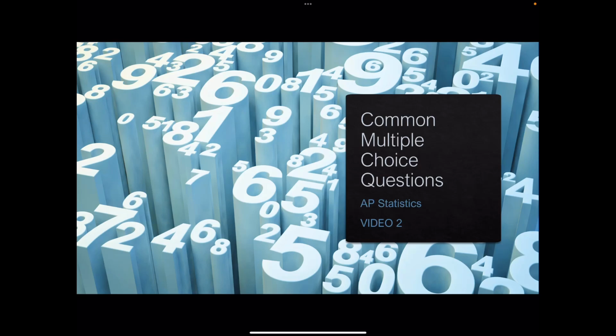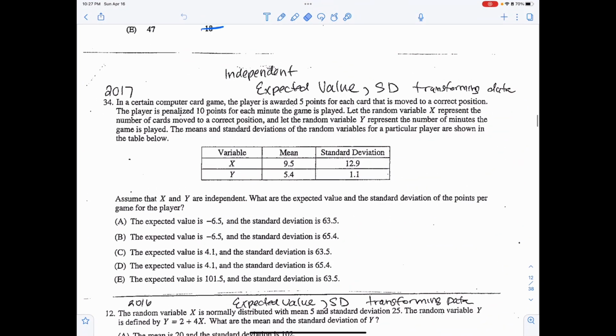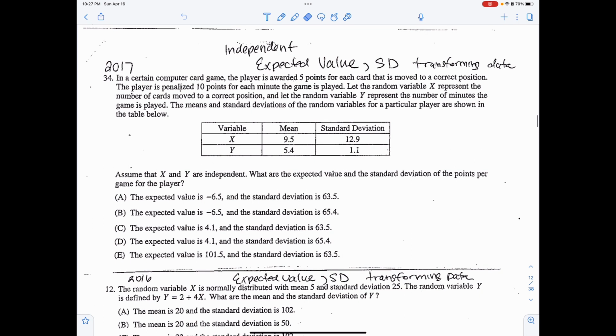have common multiple choice questions. This is video 2. We left off on the packet, page 12 in the packet. We just left off with this particular question. All right, so the next part we're talking about is independence, expected value, standard deviation, and transforming data.